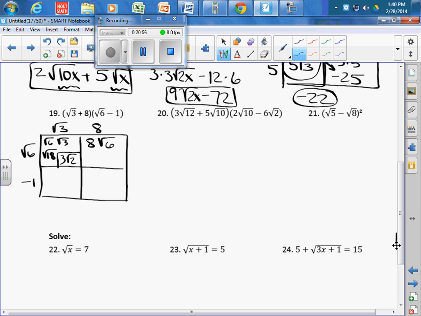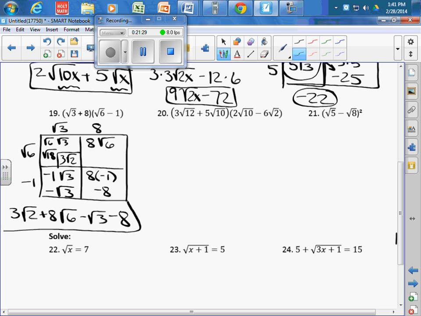8 radical 6 can't be combined or simplified. Negative 1 times radical 3 is just negative radical 3. 8 times negative 1 is simply negative 8. Combine like terms. Well, there are no like terms, so you just list these in whatever order. 3 radical 2 plus 8 radical 6 minus radical 3 minus 8, and that would be your final answer.